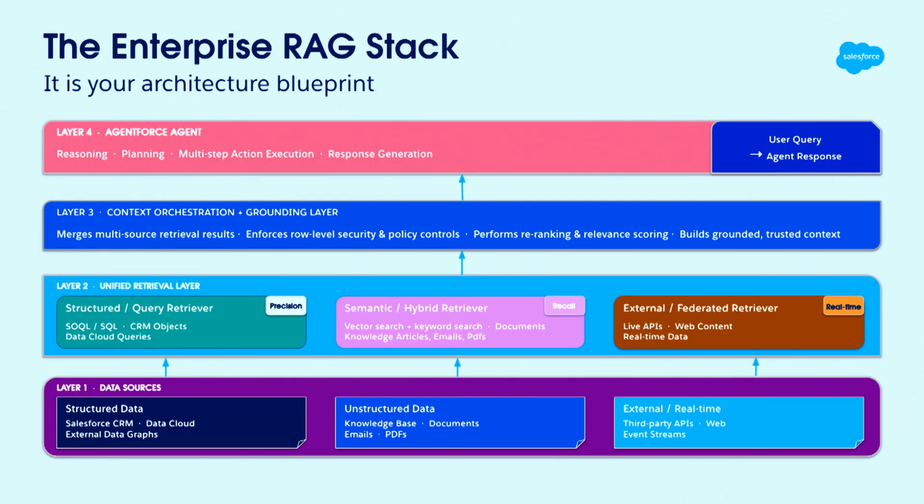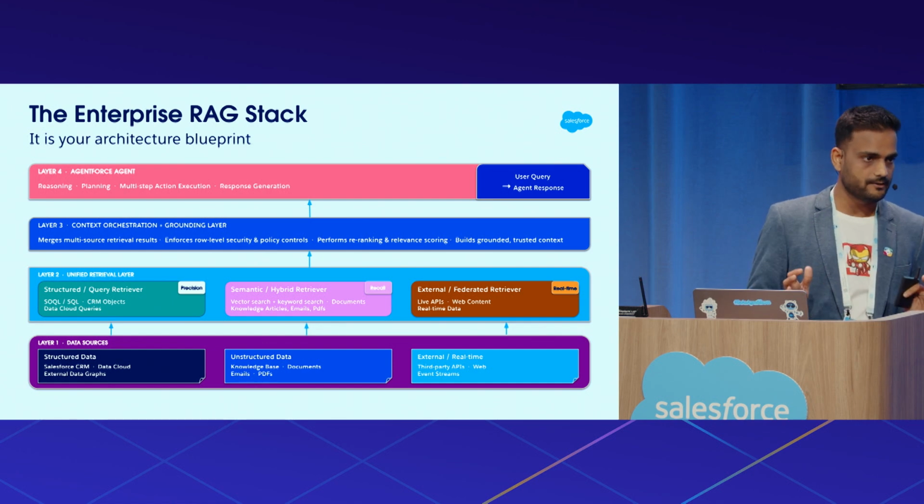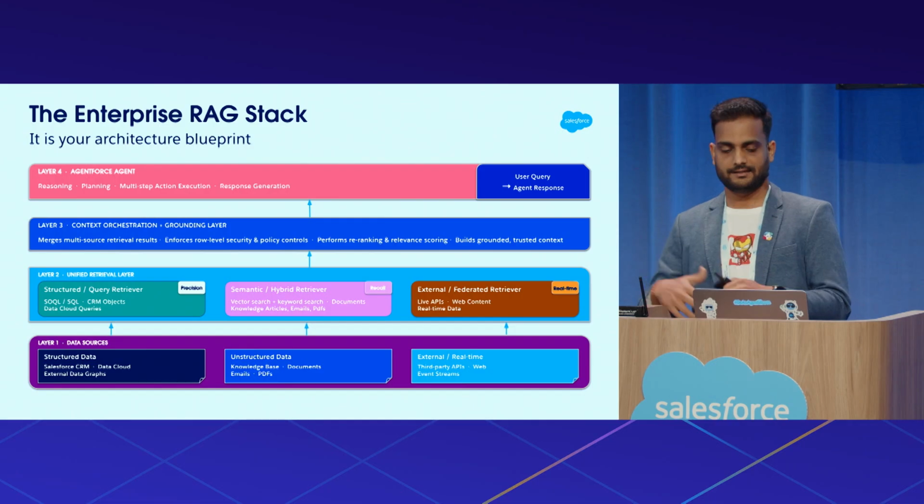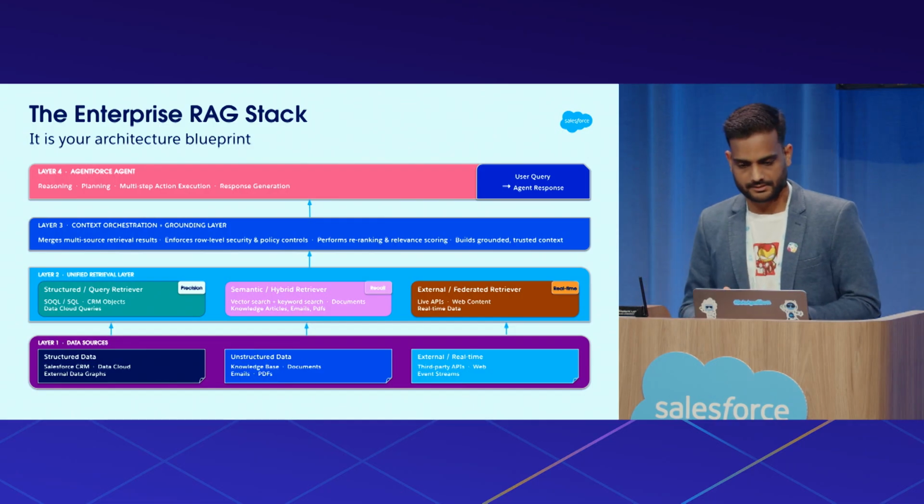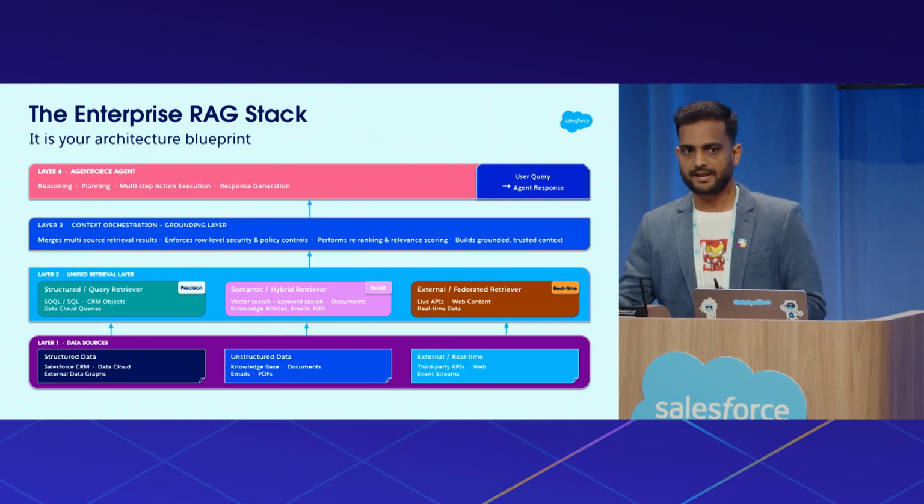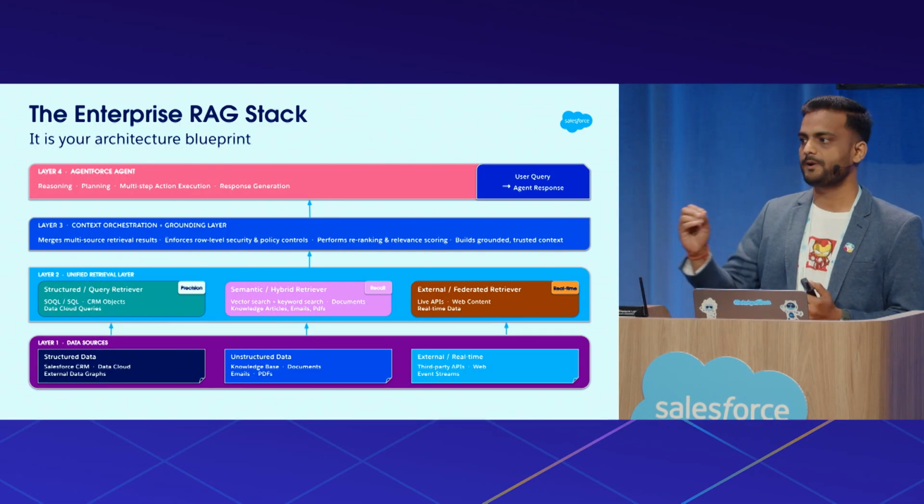external or federated retriever. Then layer 3 is the most critical layer, guys. I just want to make sure that we remember it. Layer 3 is what we call the context orchestration layer. This is the unsung hero, which prevents any sort of hallucination that you are facing in your agent currently. As you can see, it combines the information from the retriever layer, enforces row-level security and policy controls, and performs re-ranking and relevance scoring. So it makes sure it provides the relevant information to the LLM. The LLM processes it, then provides you a better result.